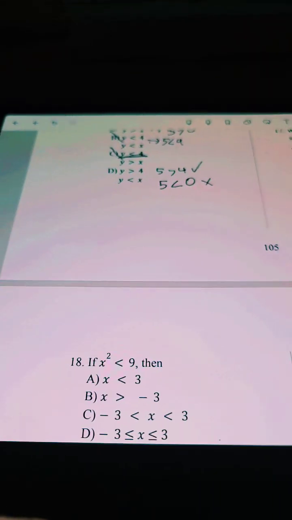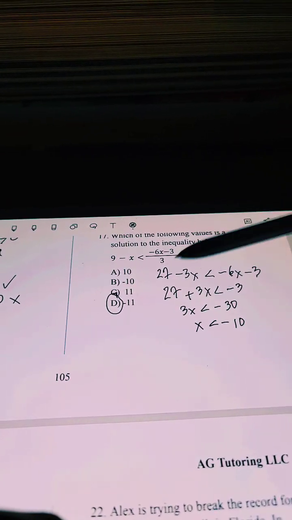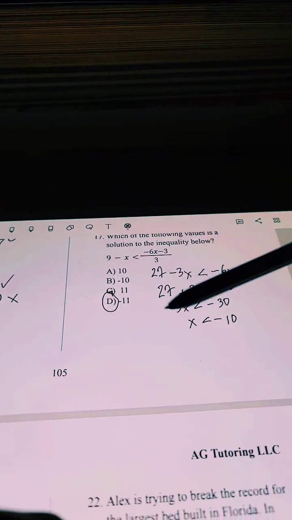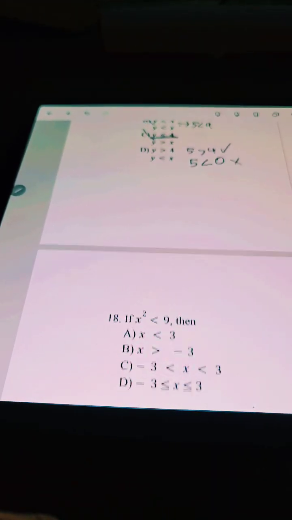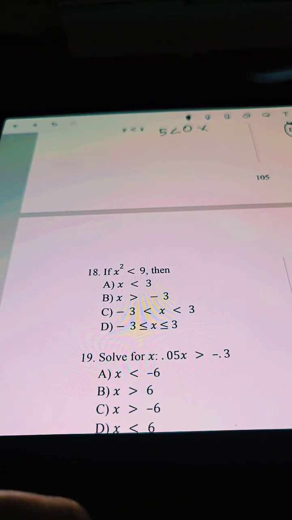So now let's go number 17B. No, it's not B because it has to be less than -10, not equal to -10. So the only number less than -10 would be -11. So let's go to number 18.